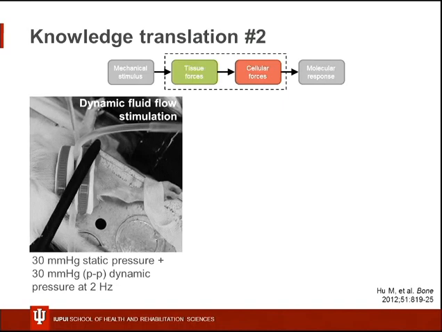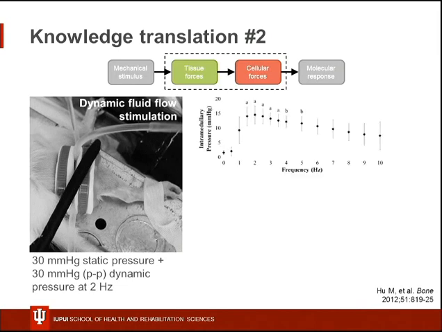This is a study out of Stony Brook where they put a pressure cuff on rats, and it was pumped up to 30 millimeters of mercury static pressure, and then on top of that, they had a 30 millimeter peak-to-peak pressure wave at 2 hertz. And what they found was that when you put the pressure cuff on and you measure pressure within the intramedullary canal, you get this increase in intramedullary pressure.